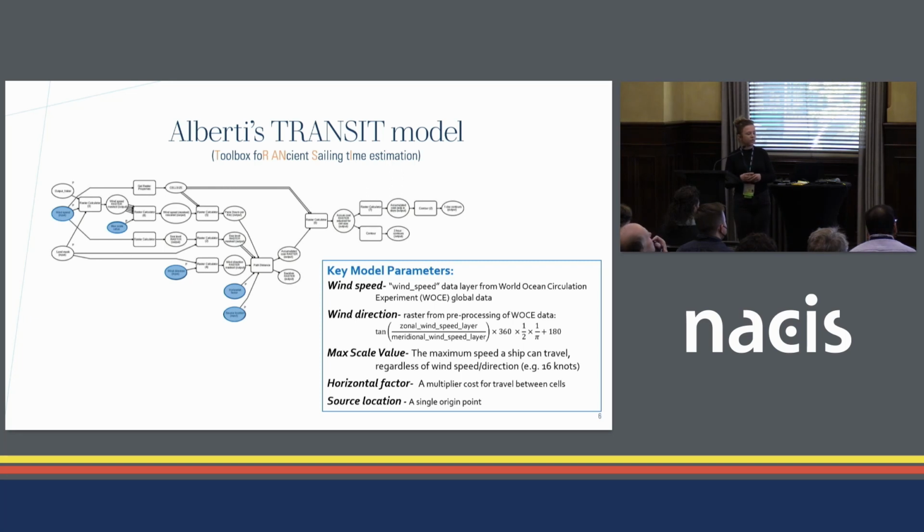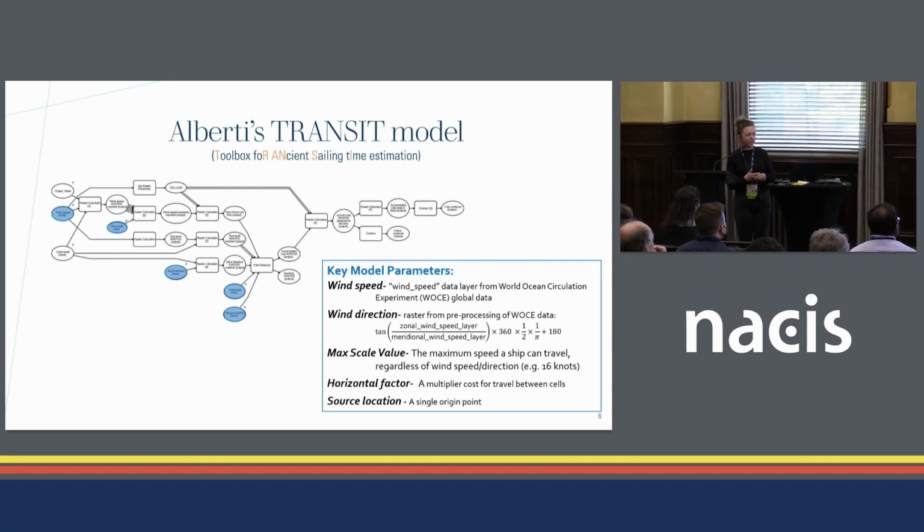It's the product of the tangent of the zonal wind speed layer divided by the meridional wind speed layer, the details of which you don't need to know unless you want to look back at this slide and recreate this later. The max scale value is the maximum speed a ship can travel, regardless of wind speed or wind direction. So essentially, even if you have a sail ship that's going full steam ahead, super powered, with winds right behind the sails, this is the maximum limit to the capabilities of that sail ship.